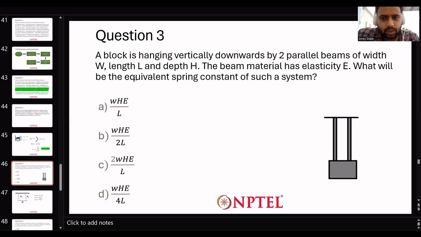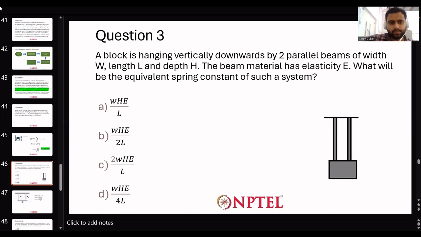Then we have our third question. We have a block hanging vertically downward by parallel beams of weight W, length L, and depth H. The beam material is elastic in nature, with elasticity constant E. What will be the equivalent spring constant? You can see the diagram here. The options are WHE upon L, WHE upon 2L, 2 WHE upon L, and WHE upon 4L.